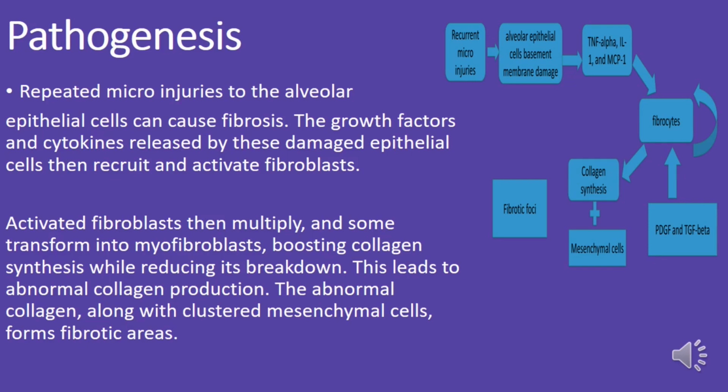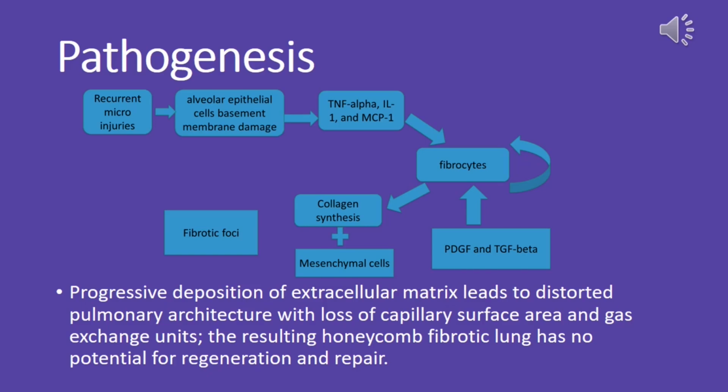The abnormal collagen, along with clustered mesenchymal cells, forms fibrotic areas. Progressive deposition of extracellular matrix leads to distorted pulmonary architecture with loss of capillary surface area and gas exchange units. The resulting honeycomb fibrotic lung has no potential for regeneration and repair.